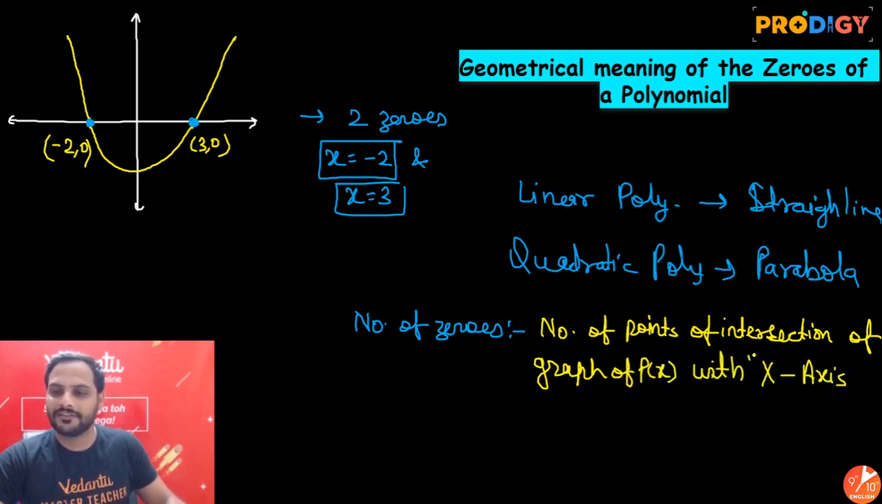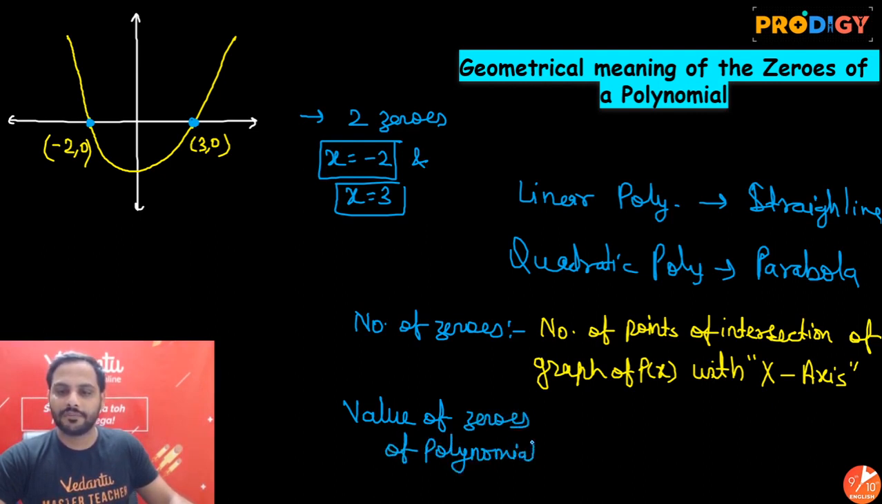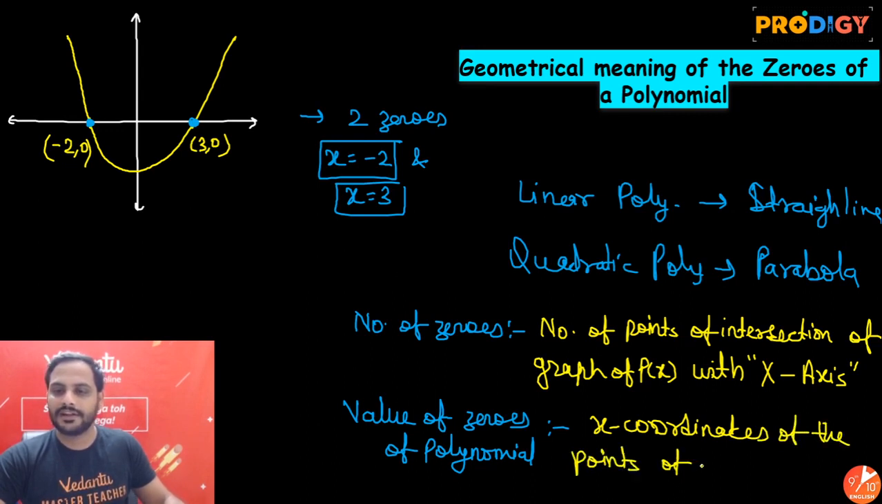X-axis. With x-axis, because on x-axis only the y coordinate is equal to 0. And if I ask you the value of zeros of a polynomial, what will be the values of zeros of the polynomial? In that case, you will say it will be the x coordinates of the points of intersection with x-axis.